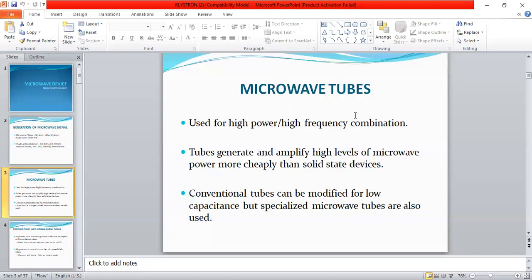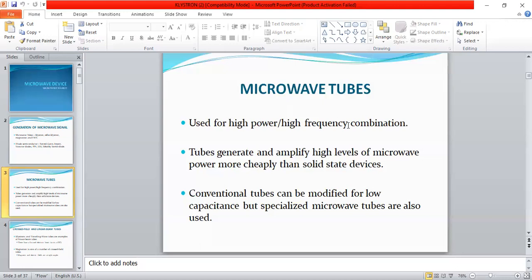So lead inductance effect is also one of the limitation, and transit time effect. Transit time effect means here the electron takes more time to travel from cathode to anode, to reach from cathode to anode. So that is also one of the limitation, and radiation losses are also the limitations, and gain bandwidth product is also one of the major limitation in conventional tubes. So because of these interelectrode capacitance effect, lead inductance effect, transit time effect, gain bandwidth product limitation and radiation losses, conventional tubes cannot be used to generate microwave frequencies.